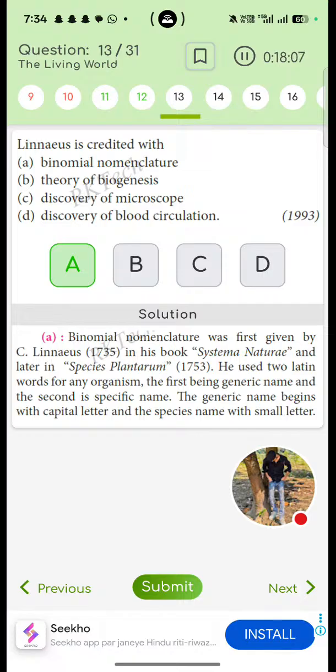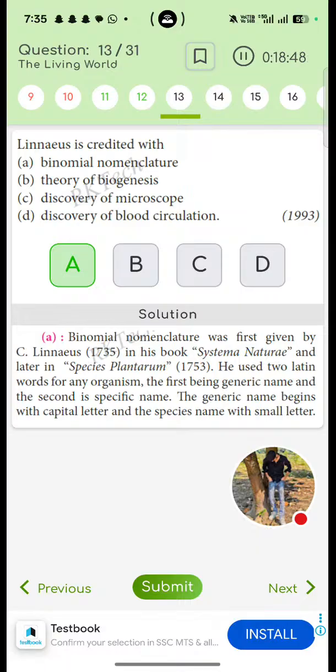Binomial nomenclature was first given by Carolus Linnaeus in 1735 in his book Systema Naturae, and later Species Plantarum, published in 1753. He used two Latin words for any organism, the first being the generic name and the second the specific name. The generic name begins with a capital letter and the species name with a small letter.